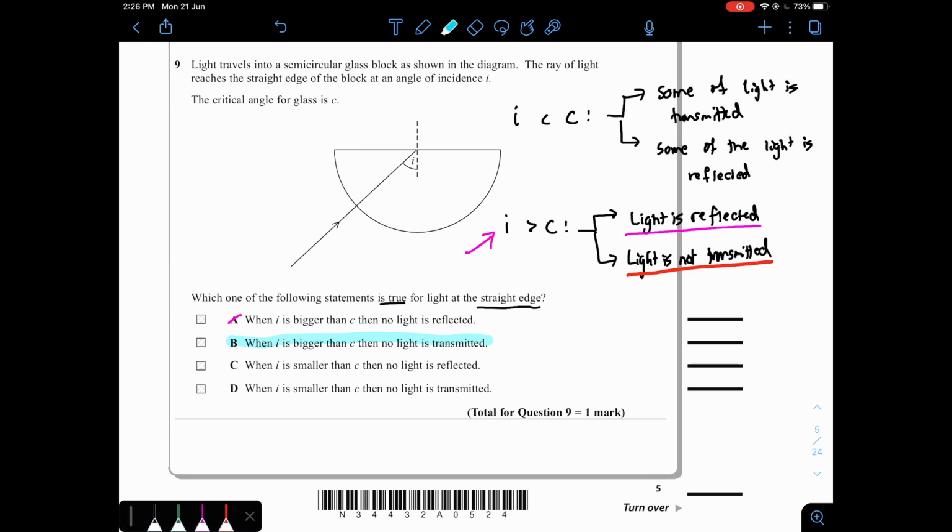Alright, now let's see C and D. When I is smaller than C, then no light is reflected. That's wrong because we know some of the light is reflected, and also some light is transmitted. So for that reason, D is also wrong and C is also wrong.